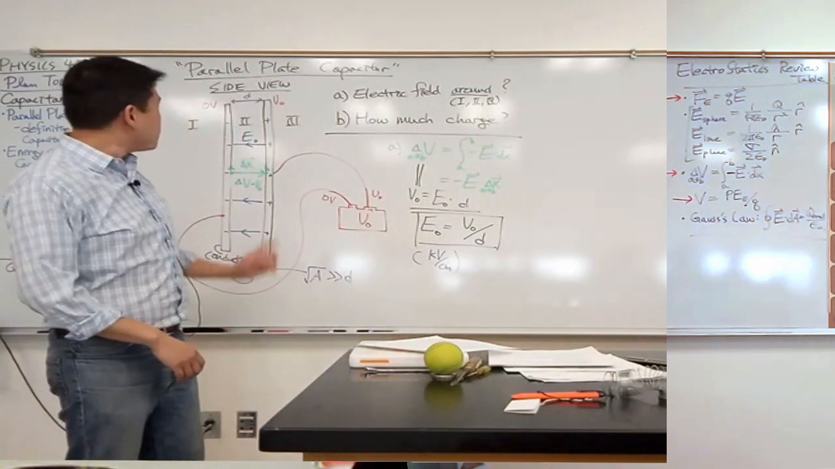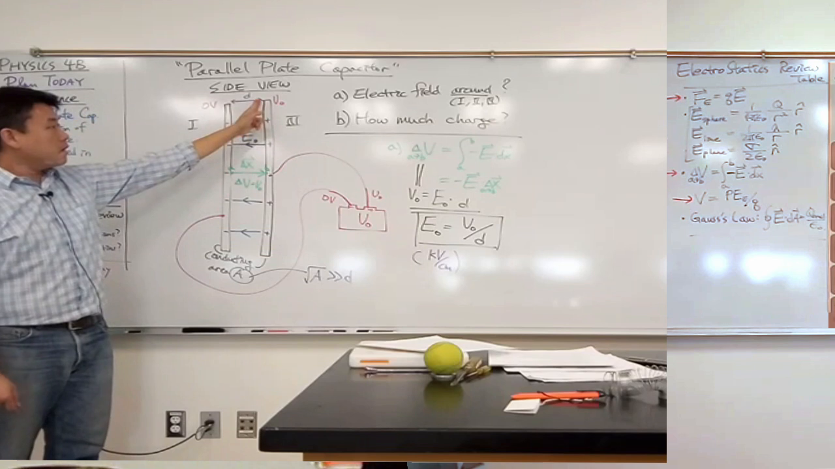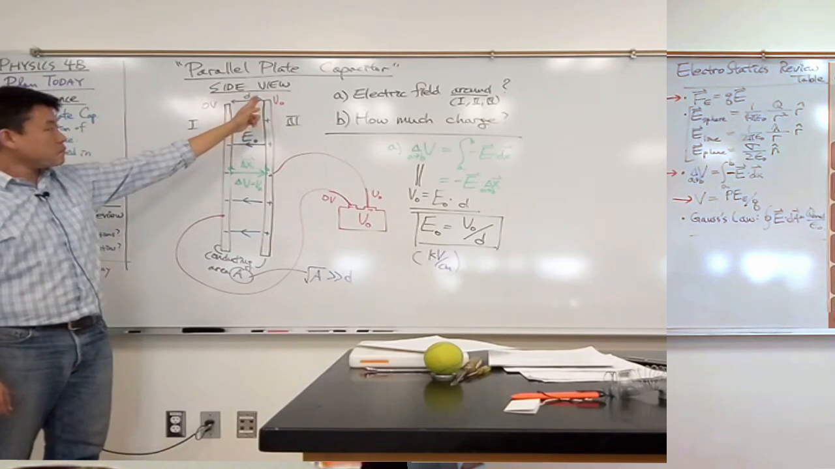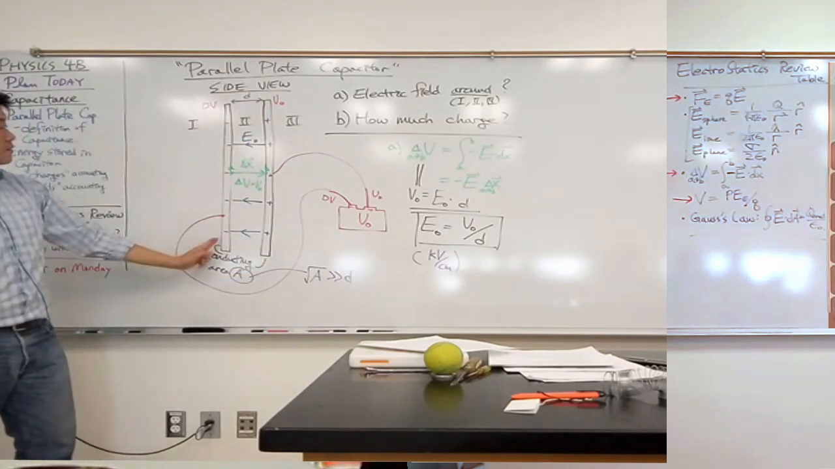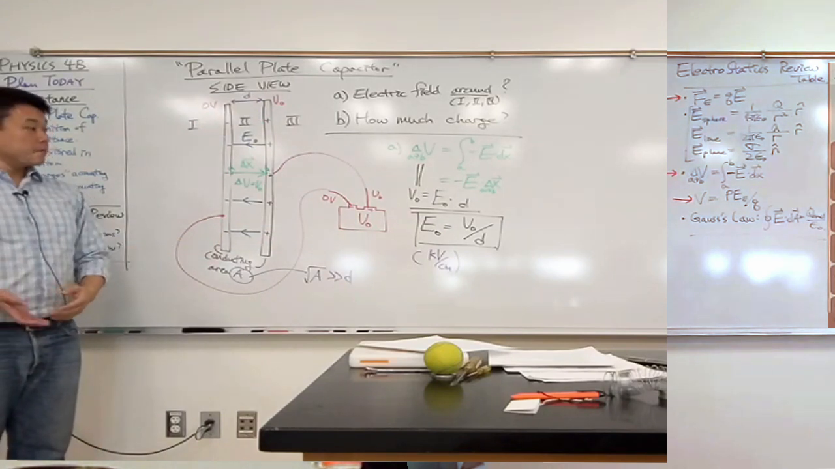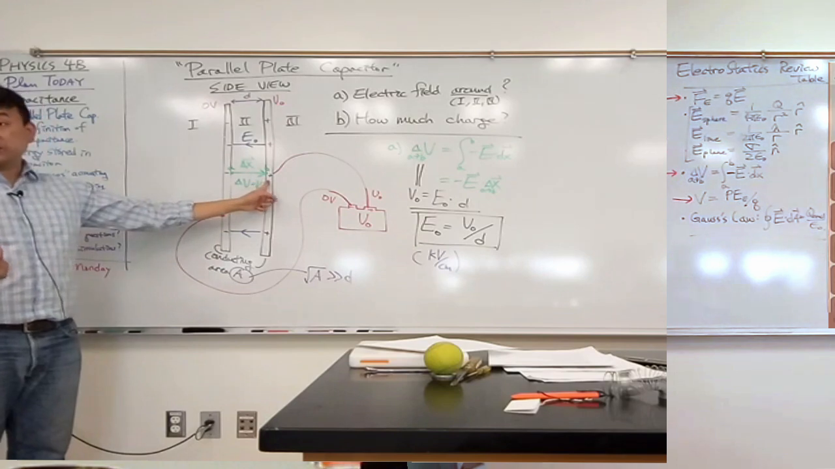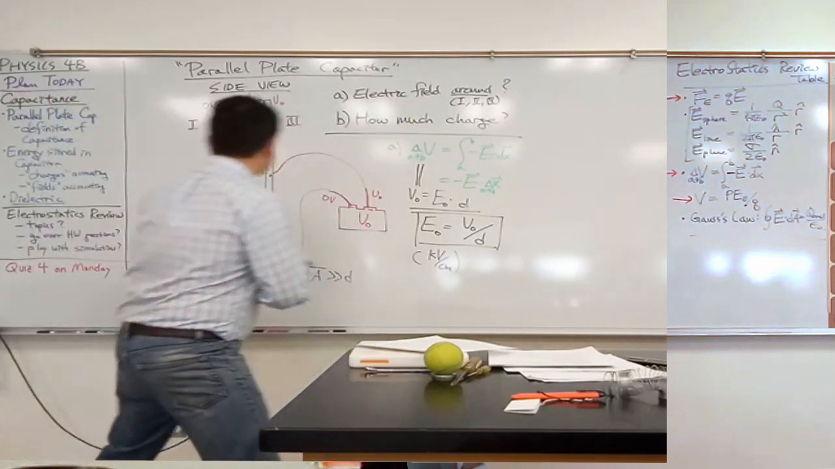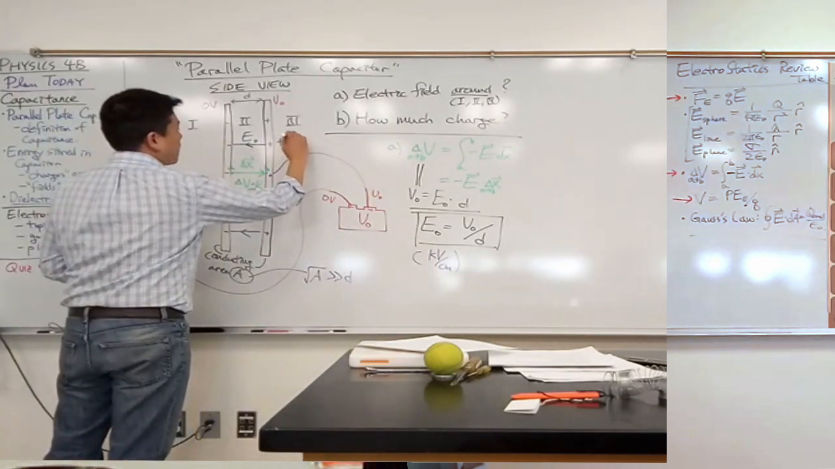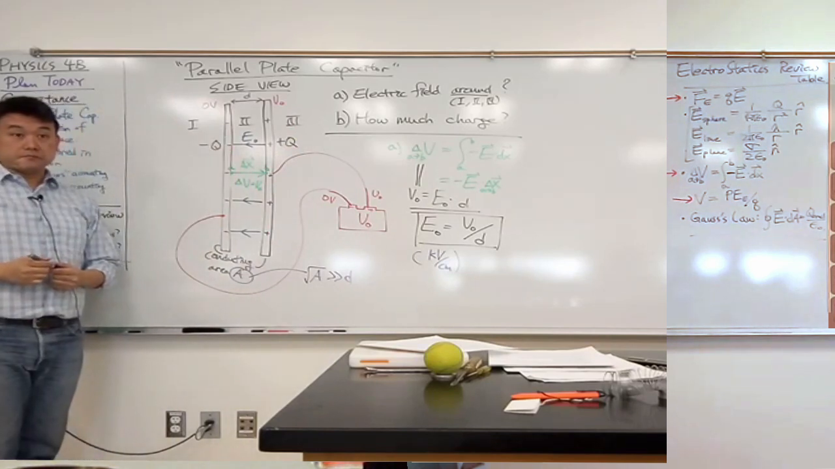Okay. So we are trying to figure out, we know what kind of charges where: positive charges here, negative charges here. And what we want to answer is, how much charge is here? What's the actual magnitude? What's the amount of positive charge here? And what's the amount of negative charge here?